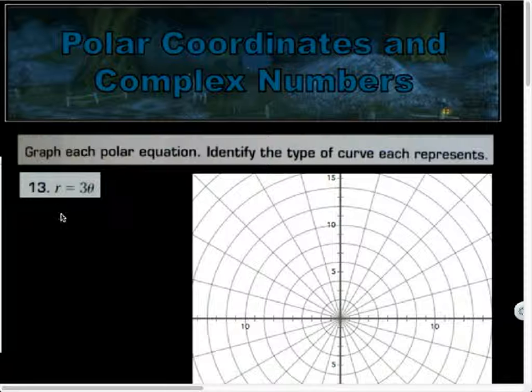One of the things you could do is make a table of values. I'm just going to go through the angles. When theta is equal to 0, I'm facing this direction, and 3 times 0 is 0, so the radius is 0. When theta is pi over 3, or 60 degrees, 3 times pi over 3 is pi, so that's like 3.14. Facing this direction, I'm going to go out 1, 2, 3, and a little bit more, so somewhere right around here.